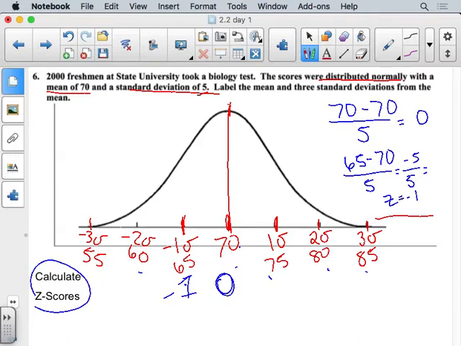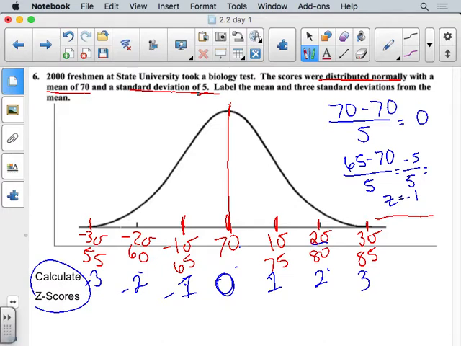You can also have a decimal. You could be -0.2 standard deviations, +1.4 standard deviations. So the z-scores, like this would be a z-score of -2, a z-score of -3, a z-score of 1, a z-score of 2, and a z-score of 3. Because it just means what I already wrote right here. It just means the number of standard deviations you are from the mean.